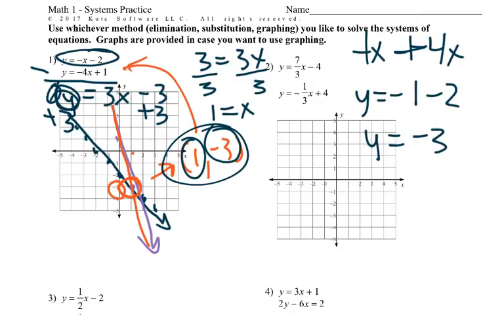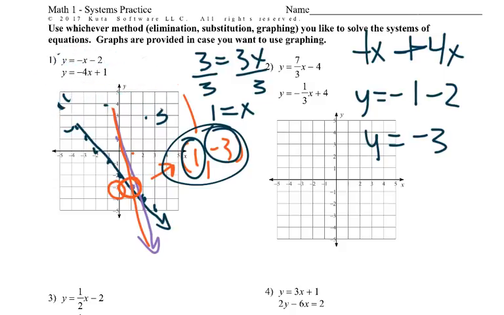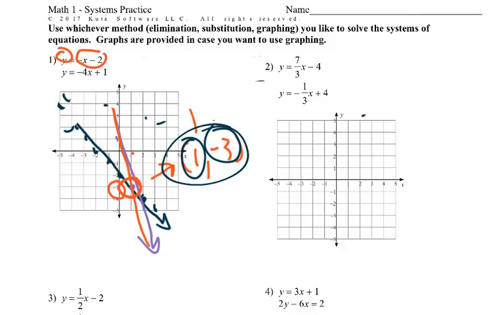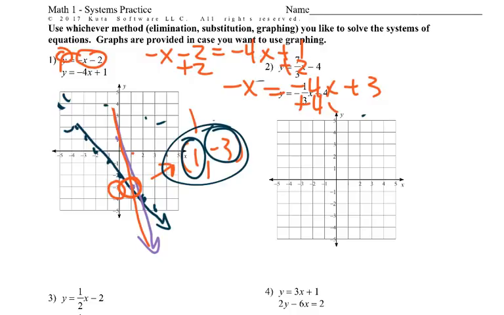Now, let's suppose we decided to use substitution instead. So how would it look as substitution? Well, I've got a y by itself, so I take this and I substitute it in for y. So -x minus 2 equals -4x plus 1. Simplify, add 2 to both sides. We get -x equals -4x plus 3. Add 4x to both sides. -x plus 4x is 3x, equals 3. Divide by 3. There's our x equals 1 again.